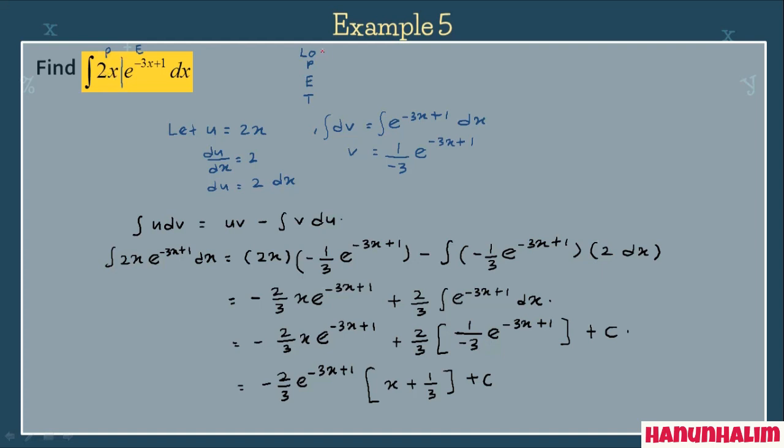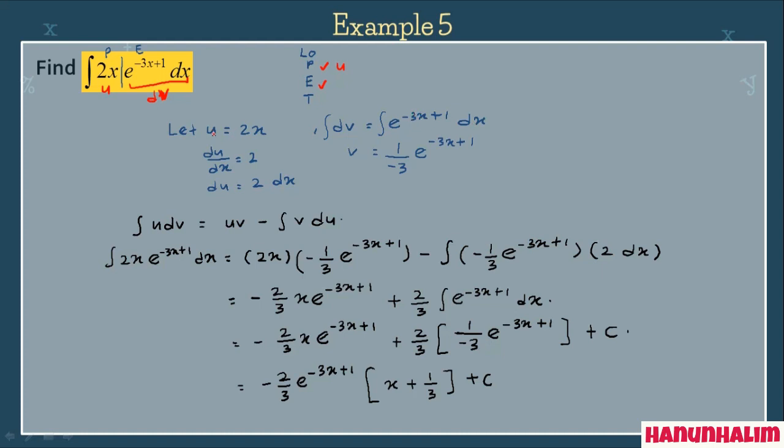Jadi 2x is polynomial. e to the power of negative 3x plus 1, of course e dia adalah exponential. Jadi bila P dengan E, maksudnya P lah yang kita pilih sebagai u. That means 2x is our u. Automatic e dx ni akan jadi dv. Okay, so let u equal to 2x, dv equal to e to the power of negative 3x plus 1 dx.